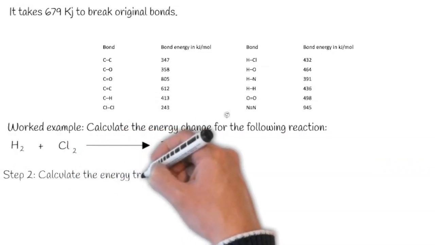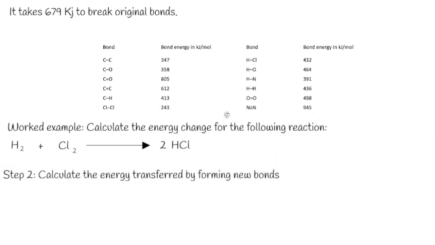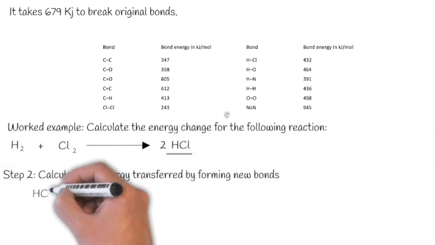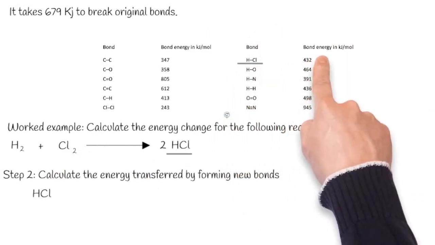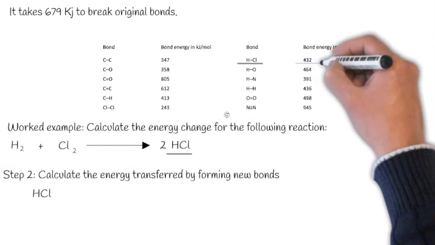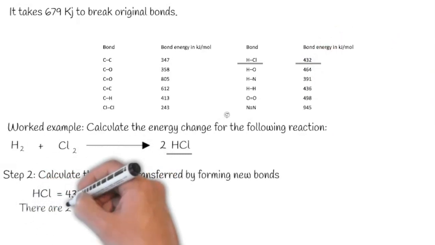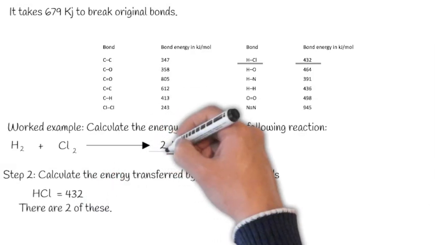Now we need to calculate the energy transferred by forming the new bonds. So the new bonds are HCl. To form a HCl bond, we look in the table. It takes 432 kilojoules per mole. There are two of these, as we can see here.